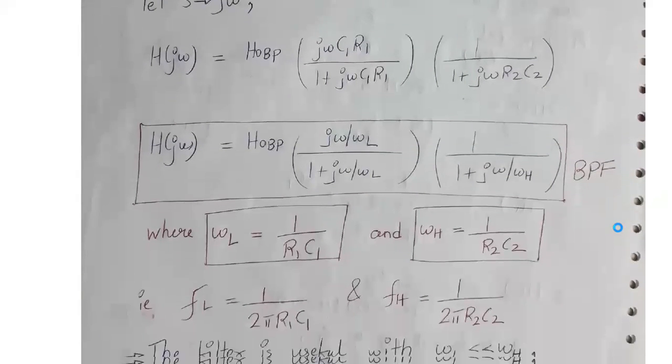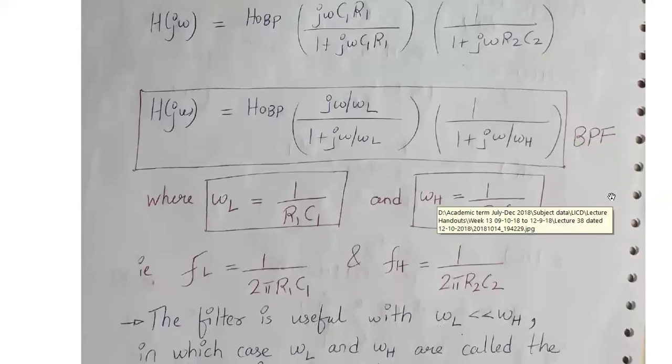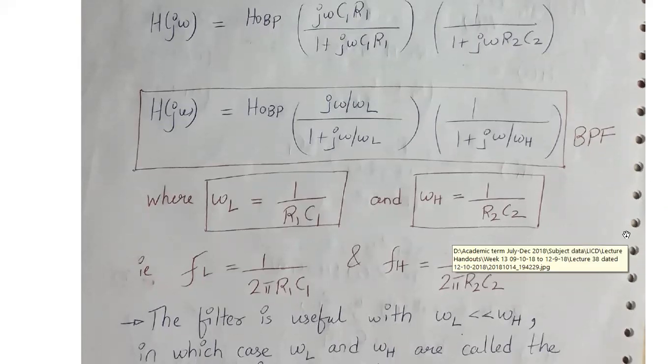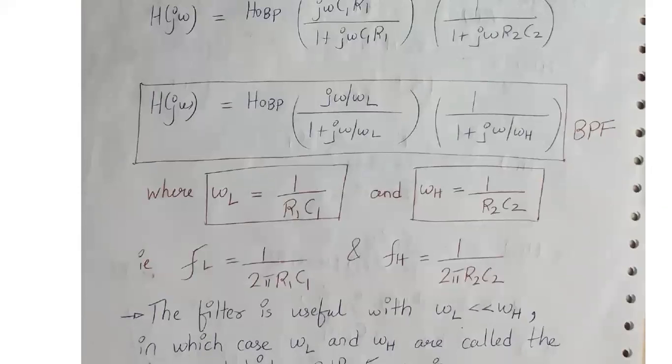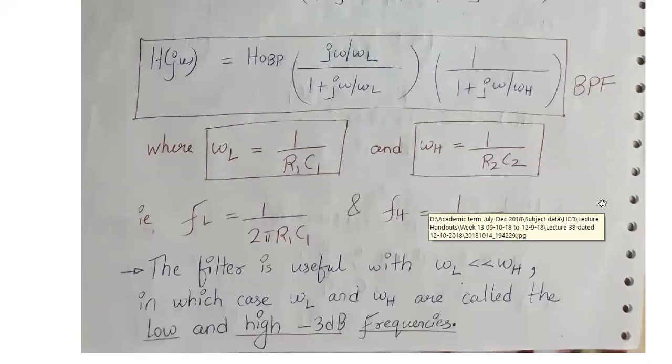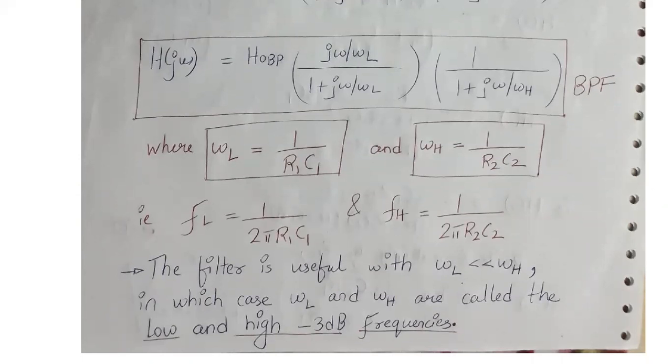So this is the generalized expression for the transfer function in frequency domain, where omega L is given by 1 upon R1 C1 and omega H is given by 1 upon R2 C2. So from here, FL will be given by 1 upon 2 pi R1 C1. FH will be given by 1 upon 2 pi R2 C2. Now, this filter is useful with omega L very much less compared to omega H, in which case the omega L and omega H are called as the lower and the higher 3 dB frequency.